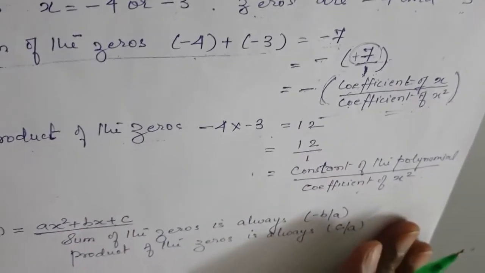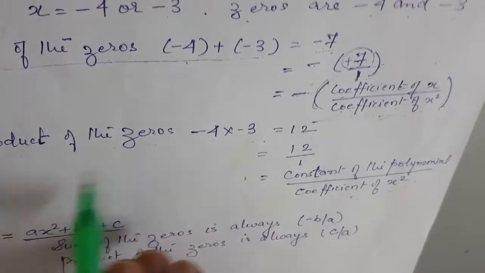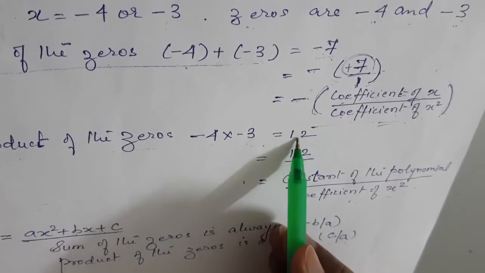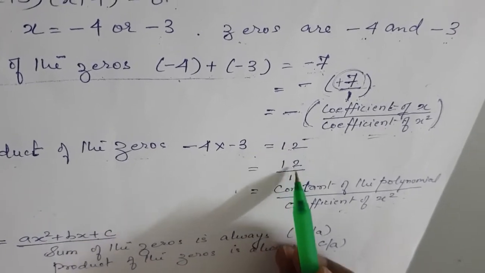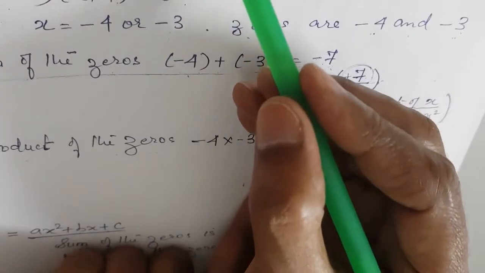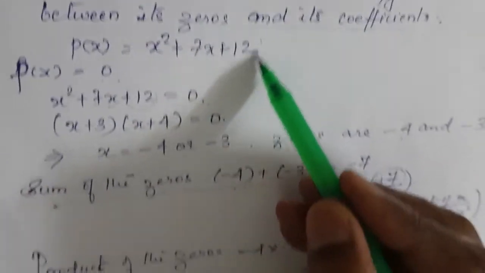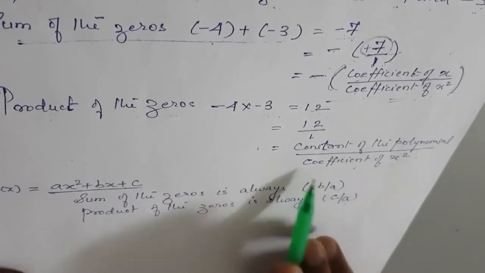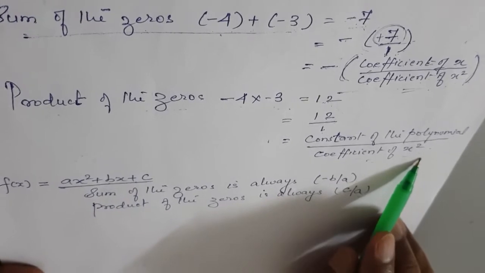Right. Now, let us see what happens with the product of the zeros. So, the product of the zeros will be −4 into −3, that is equal to 12. Again, 12 can be written as 12/1. Why this 12/1? Here, go back to the polynomial. 12 is what? 12 is the constant, and again 1 is what? The coefficient of x². So, this will be written as the constant term of the polynomial upon the coefficient of x².